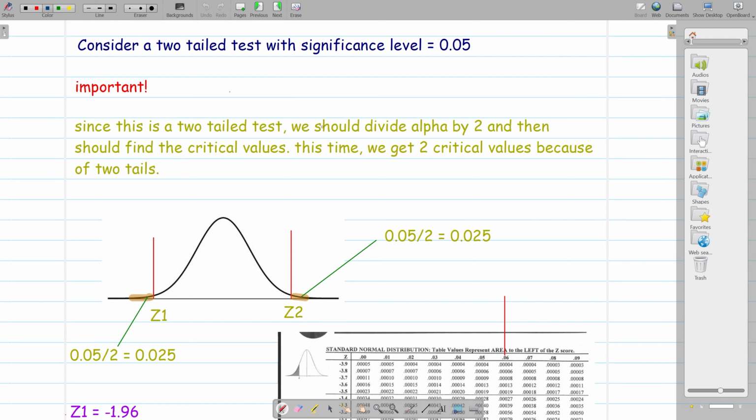Next we are going to find how to find the critical values for significance level 0.05 for a two-tailed test. The important thing is that this is a two-tailed test.